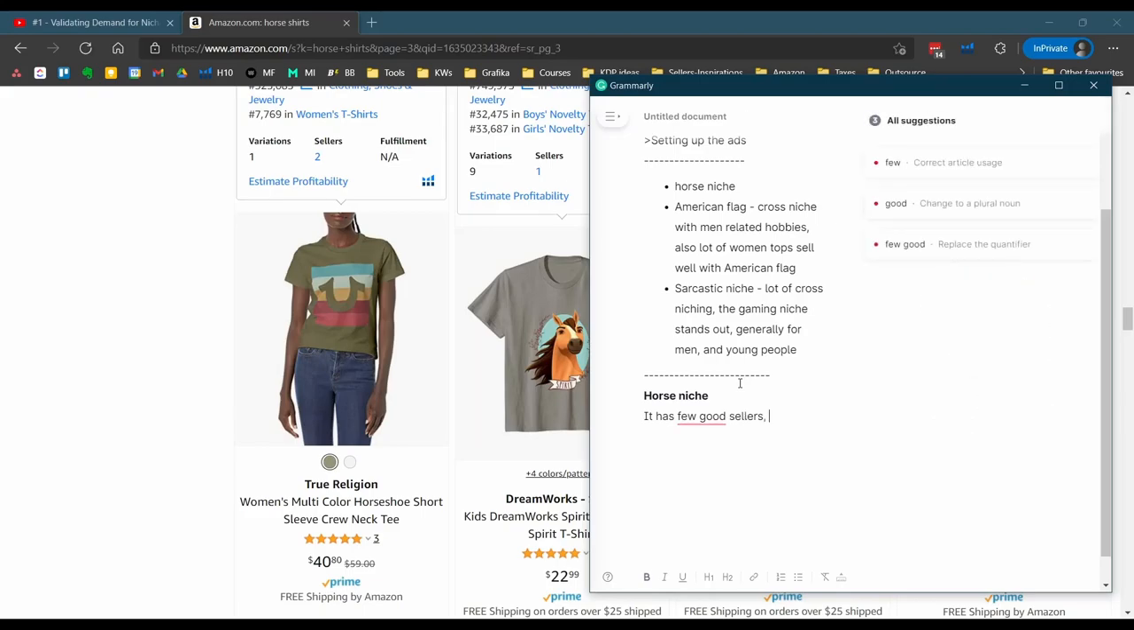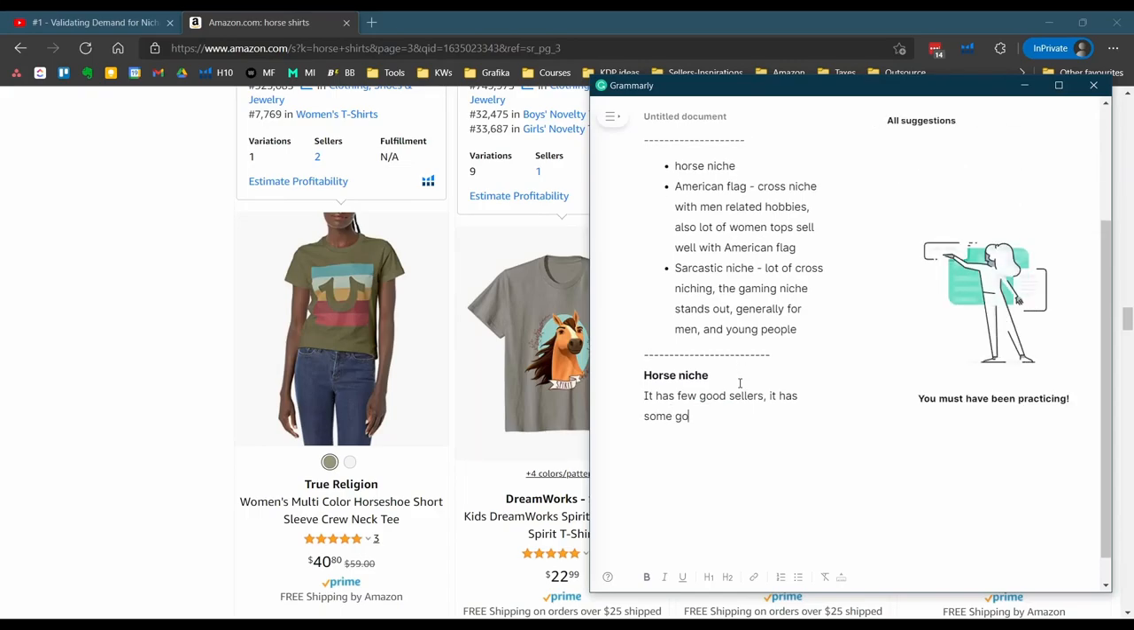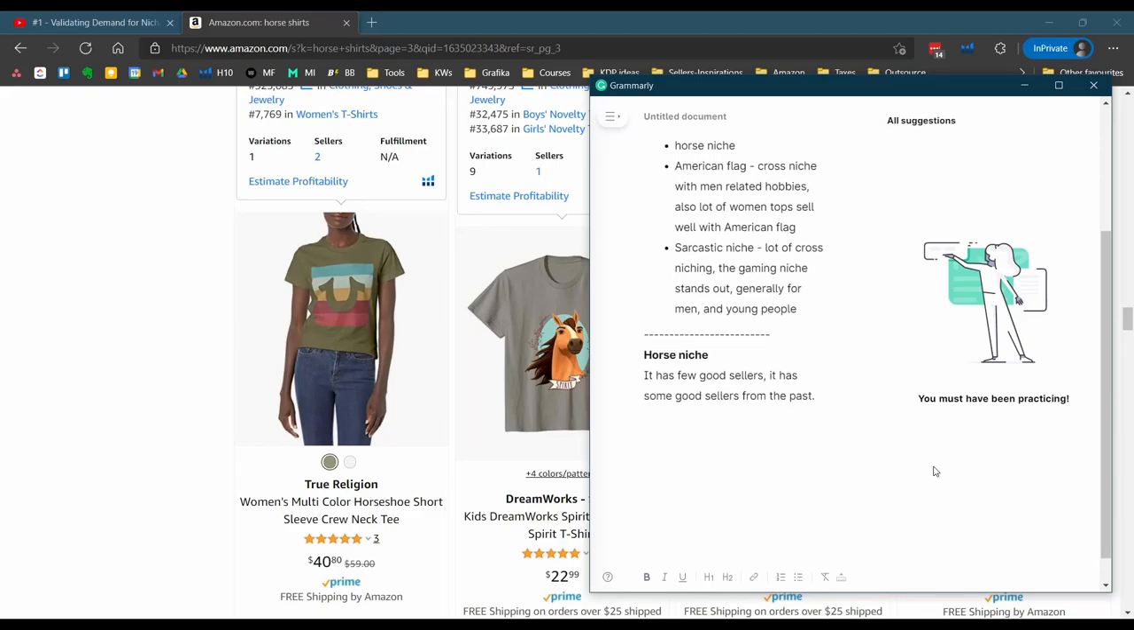It has few good sellers. It gives me two things to think about: why it doesn't have more sellers, why the sellers that were selling good in the past don't sell anymore, and also is there enough search volume for it?